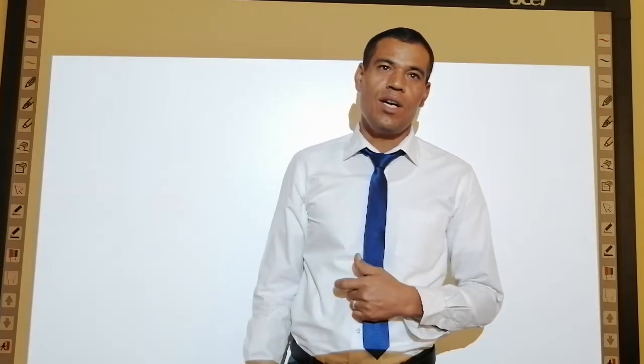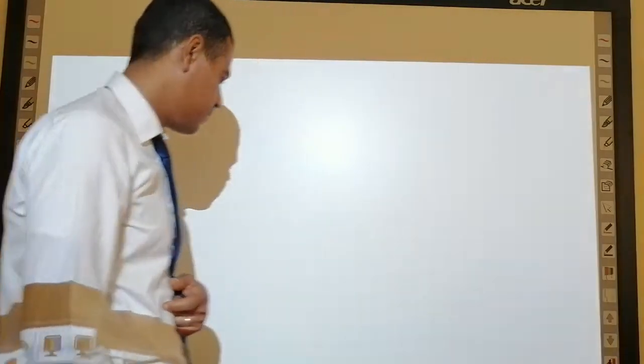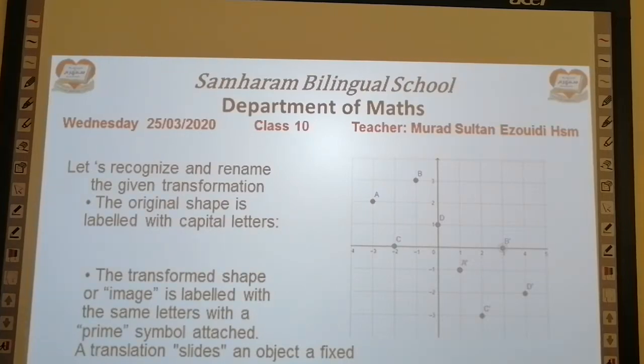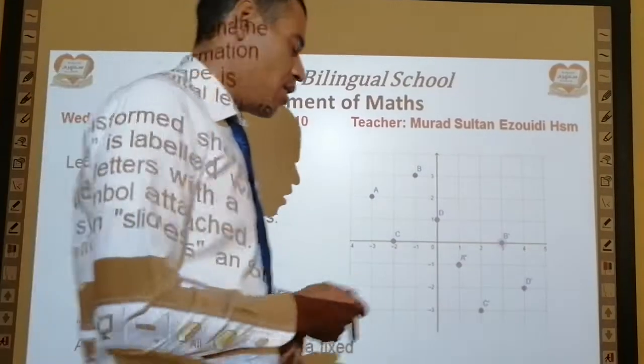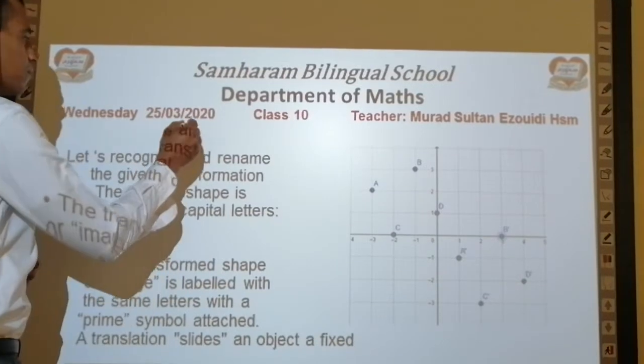Today we will see how you can transform shapes using translation, reflection, rotation, and enlargement, or dilatation. So, we start. The title of our lesson is transformation.